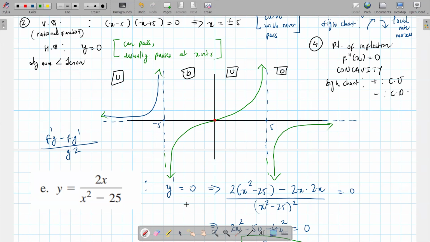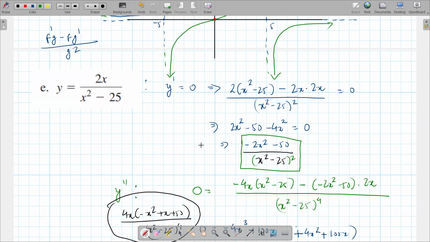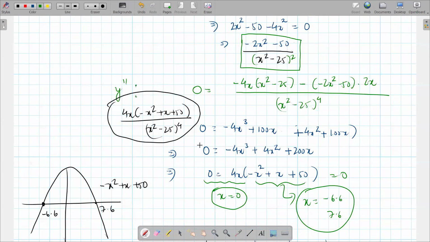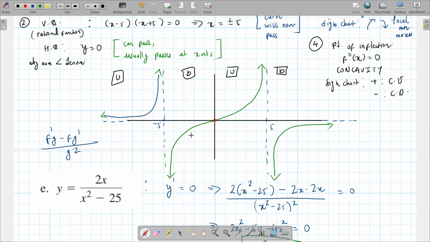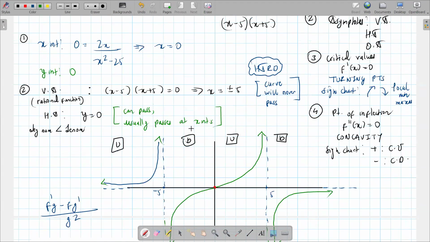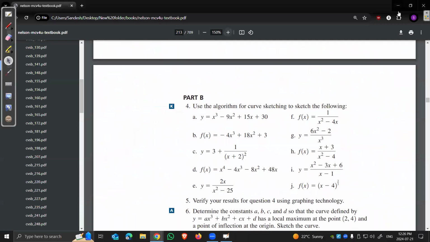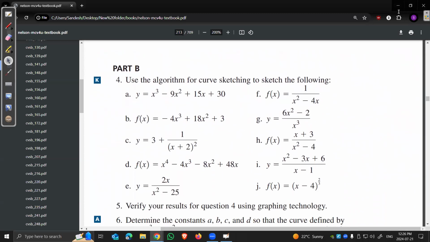Did that make sense? So there you go. That's how you sketch a curve using ideas from the first derivative and the second derivative, okay? Let's do another one, because this is the entire chapter, basically. Then this is the end of the line for this topic.